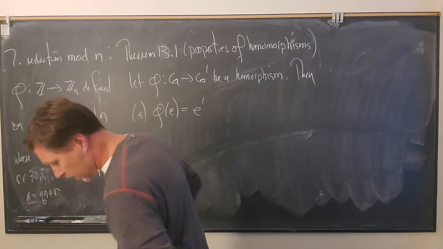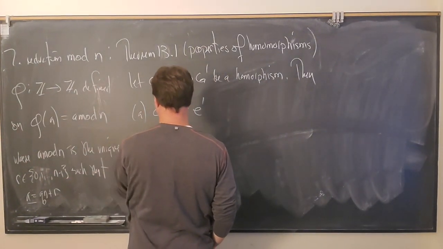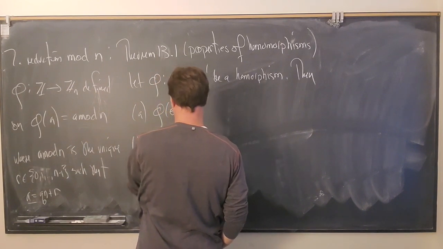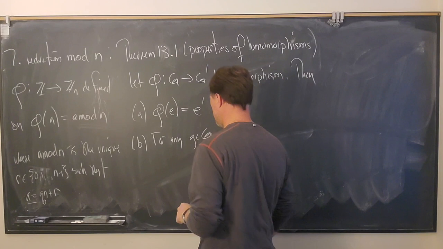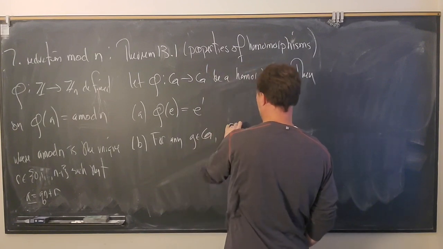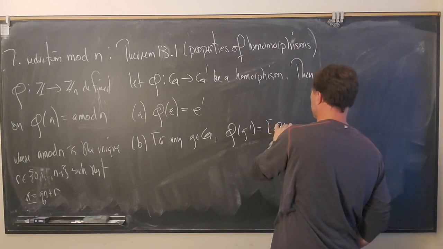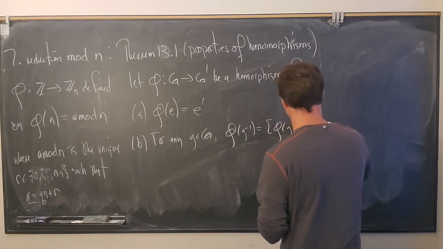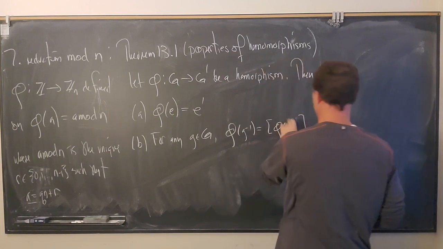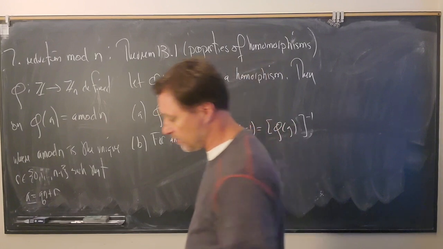What's next? Part B. For any little g in capital G, phi of g inverse is equal to the inverse of phi of g. We've seen this one also. Homomorphisms take inverses to inverses.